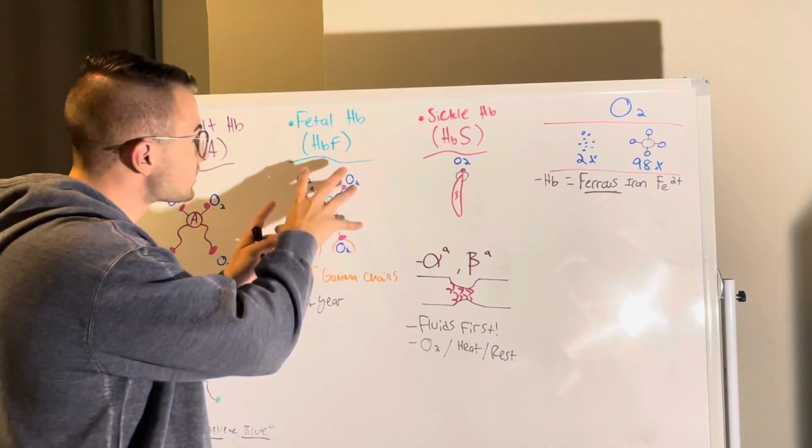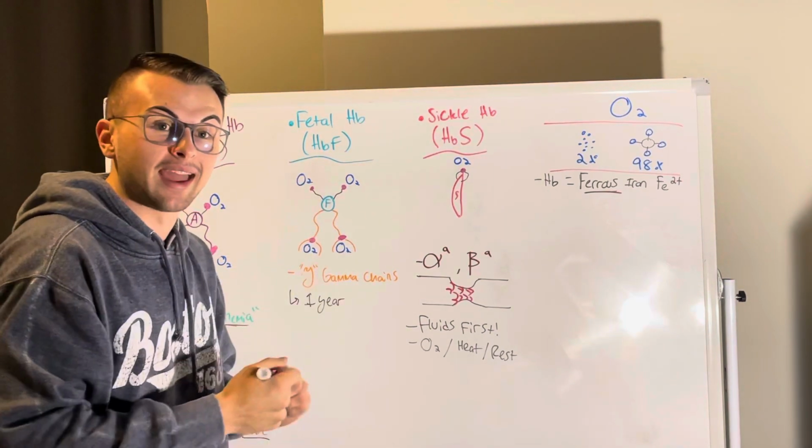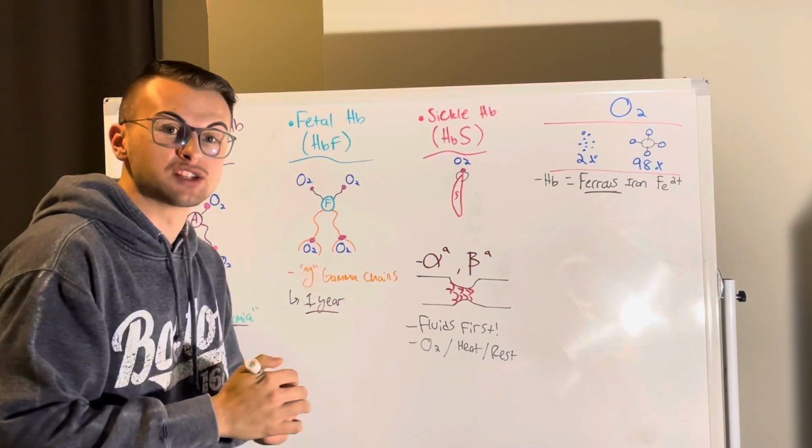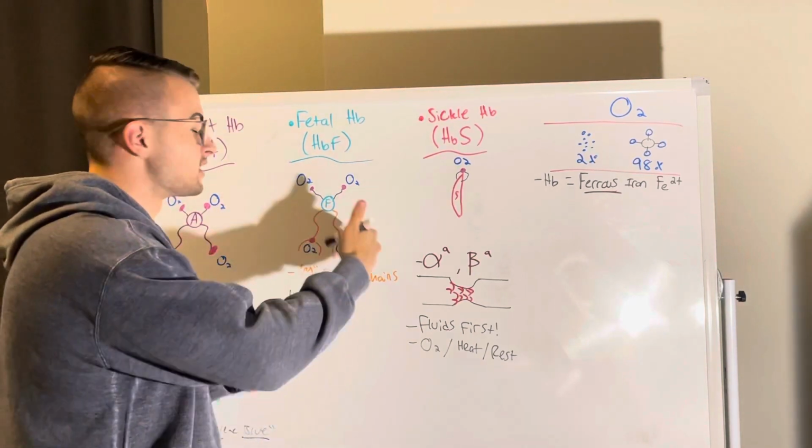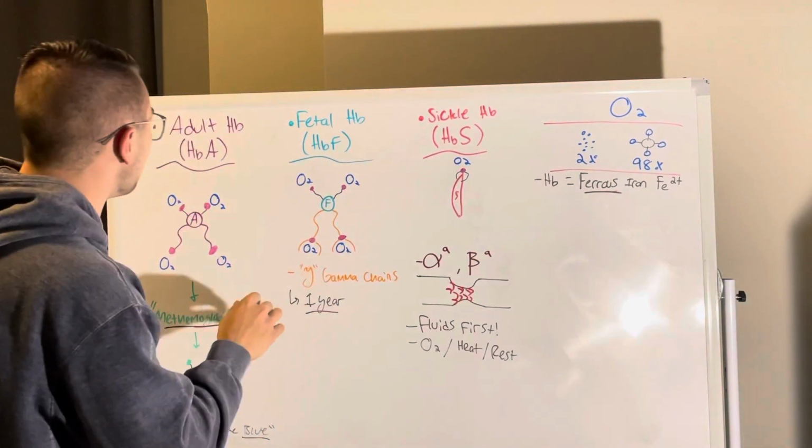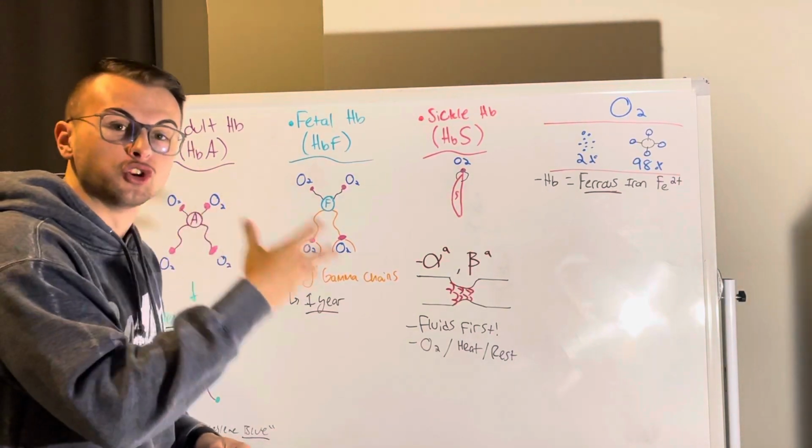Okay, so once this baby is born, and up to a year after birth, it is going to start losing this sucky hemoglobin. It's going to start developing adult hemoglobin.